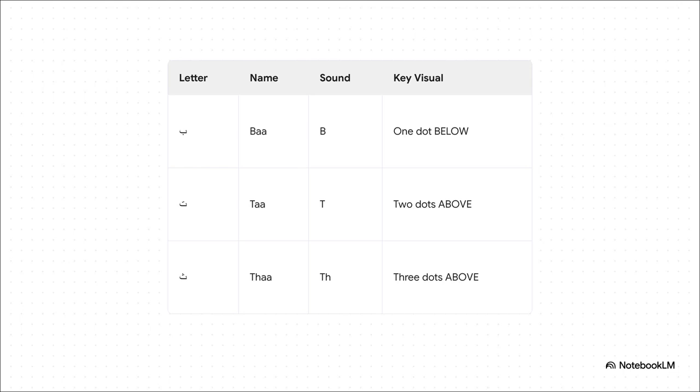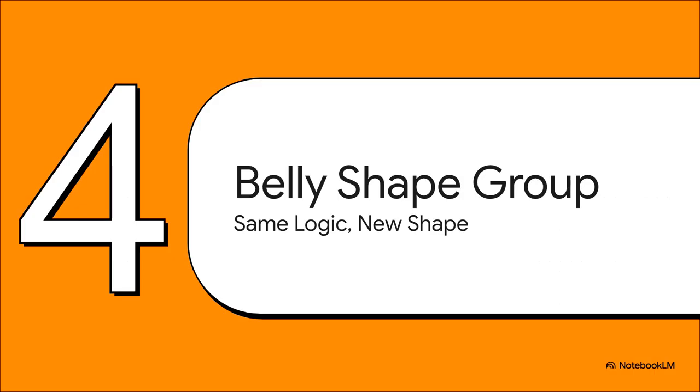Ta has 2 dots above for the T sound, and tha has 3 dots above for that soft th sound, like in the word thin. See the pattern? The shape is the same, you just have to know where the dots go. This is a pattern you're going to see over and over. See? It's not so bad, right?